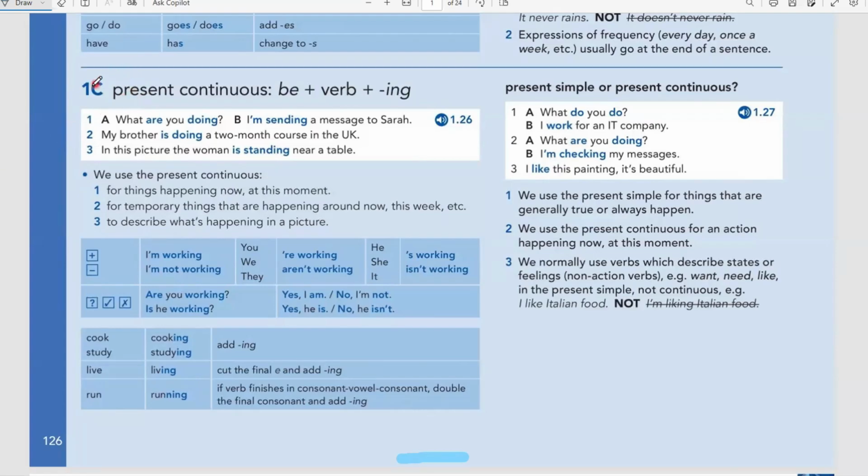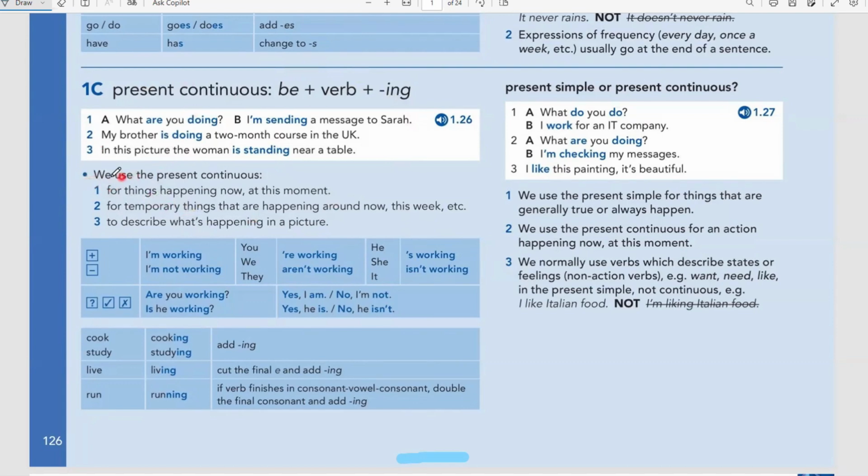All right, present continuous, 1C. To know present continuous, we should know, I think, two things from my point of view. The first one is how it looks, or how to build the present continuous in our writing or in our speaking. And secondly, we should know how to use present continuous, in which cases we use it. And both of them are mentioned or explained here.